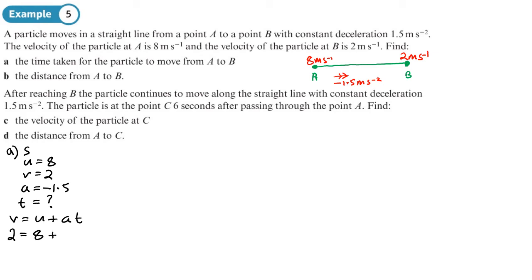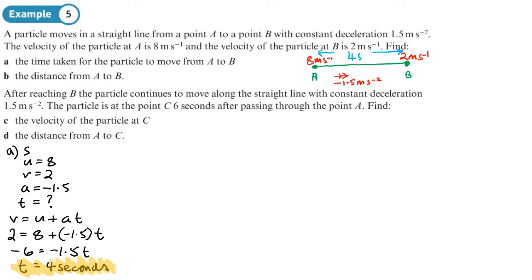So we just substitute in the numbers. 2 equals 8 plus negative 1.5 times t. So we'll take 8 away from both sides, which will give us negative 6 equals negative 1.5 t. So this will give us t equal to 4, so that's 4 seconds. So that's the time taken to move from A to B. So I might actually add that to my diagram because that might be useful in a minute. So I will just put 4s here, so that's the time to get from A to B.